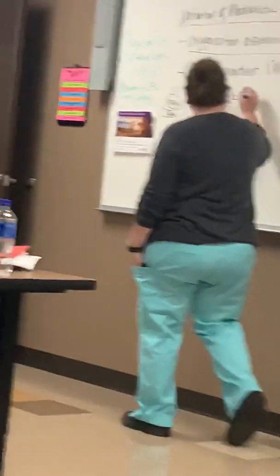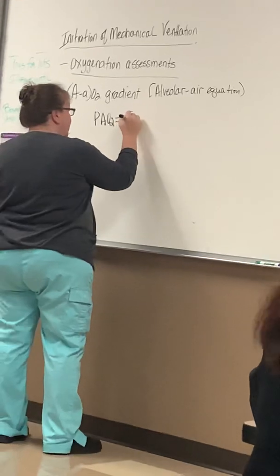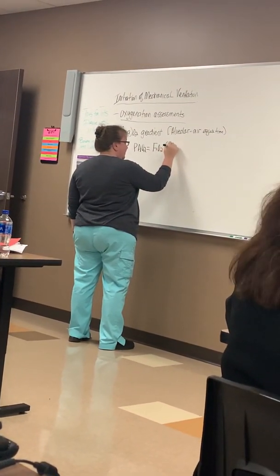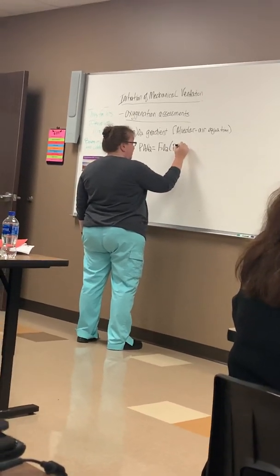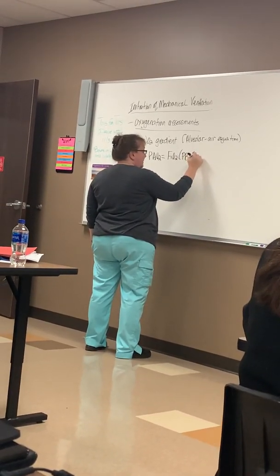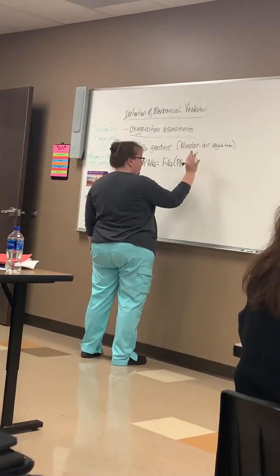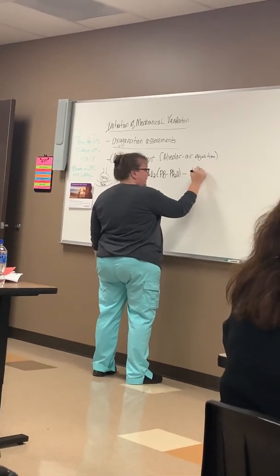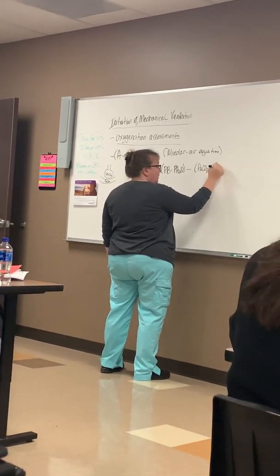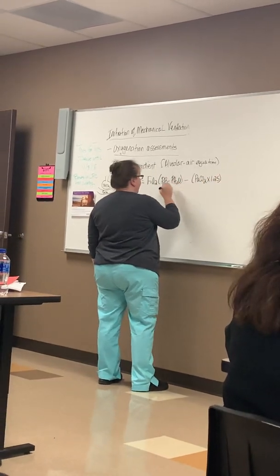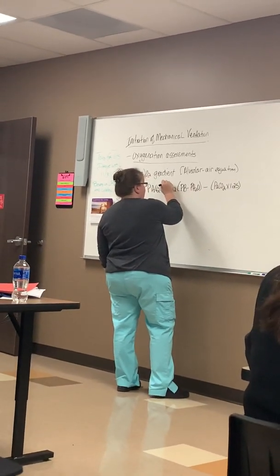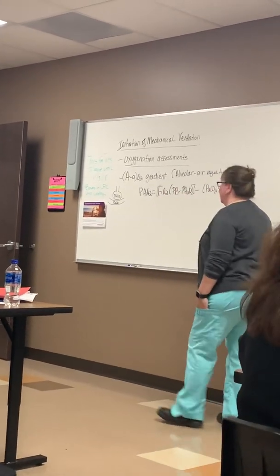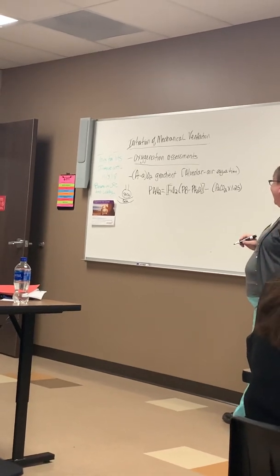So the P big A is your FiO2 times the barometric pressure minus the partial pressure of water. Just don't get freaked out yet, okay? Minus the patient's PaCO2 times 1.25. And then we're mathematicians.